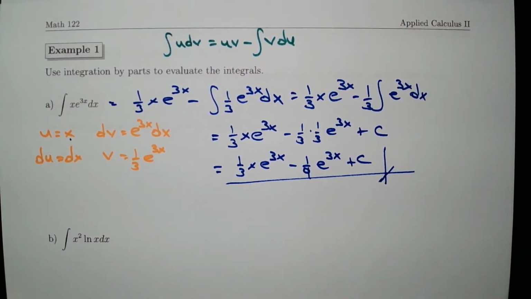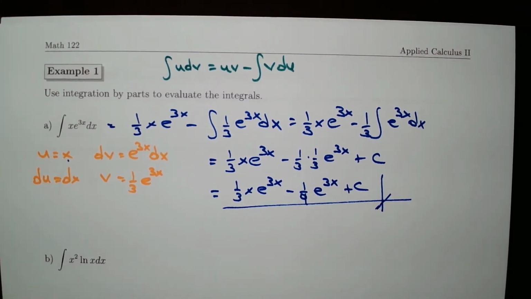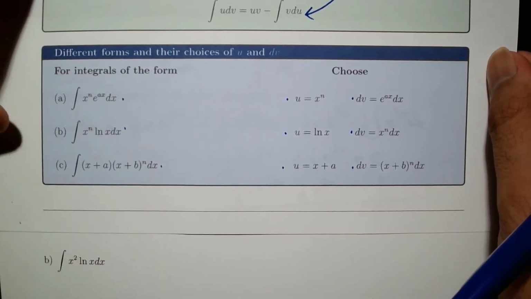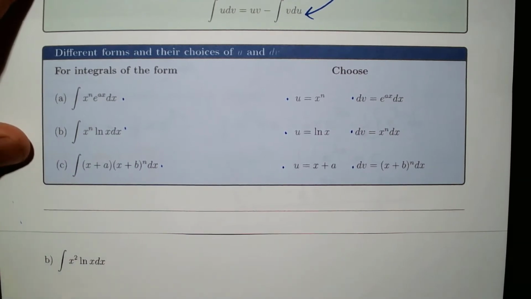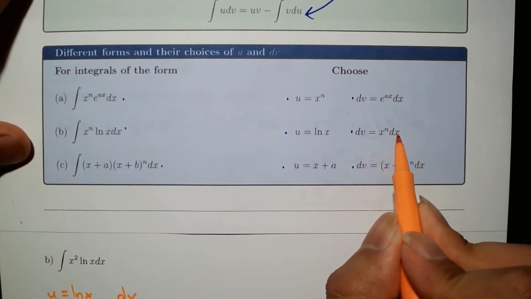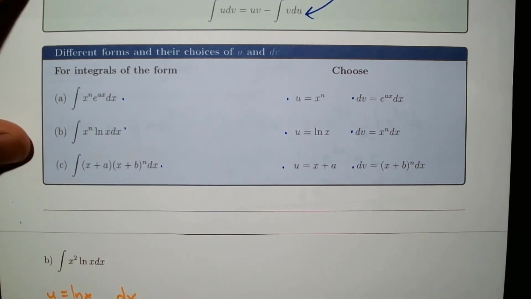Alright, let's look at another example. Letter B. Okay, what about letter B? So let's compare letter B with the forms that we have on the table here, and it looks like form B, in which we are going to set u the logarithmic part, and dv the rest of the integrand, in this case x to whatever power times dx. In this case the whatever power is the number 2 that we have right there.